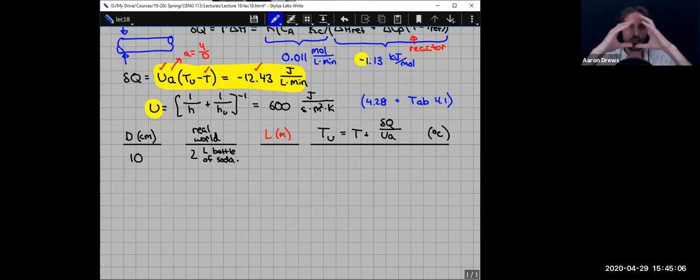So now imagine that 2-liter bottle of soda. If you needed that thing to be 200 liters in volume, the length of that would have to be 25.5 meters. That's pretty long. That's like 100 feet. That's probably like a 6-lane highway, something like that, right?